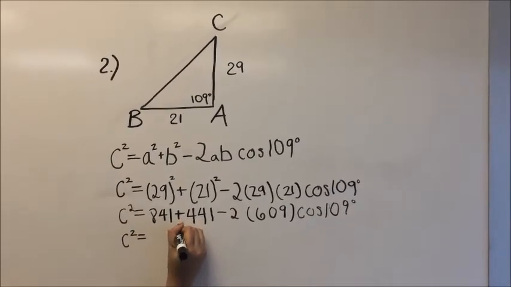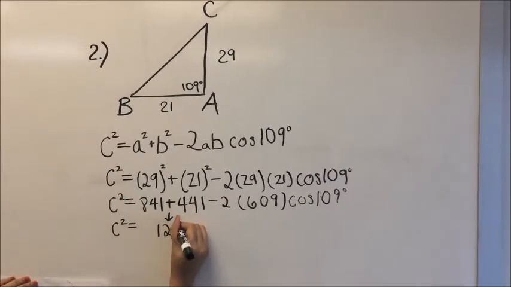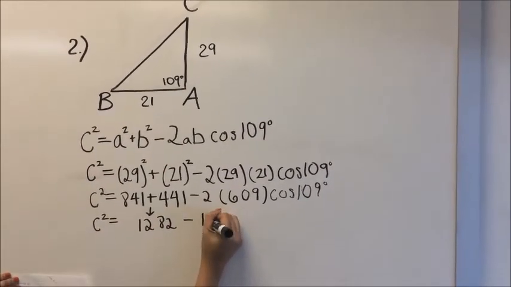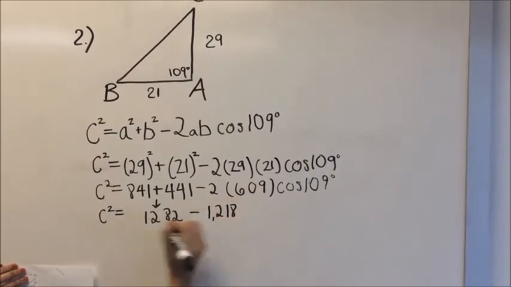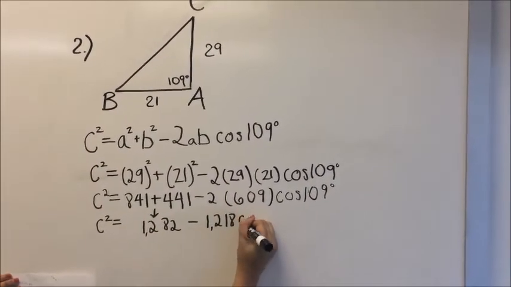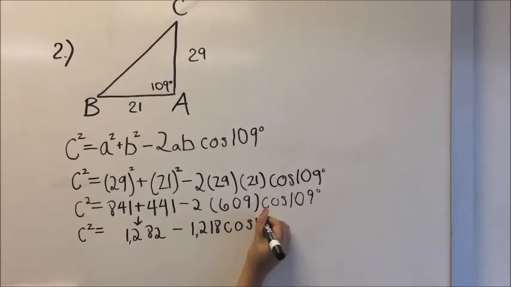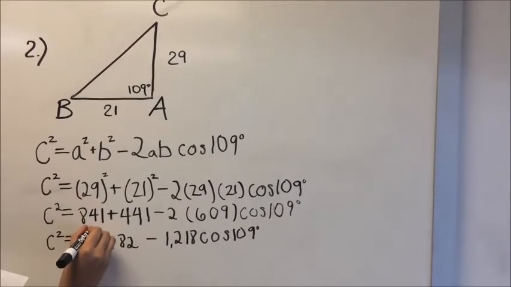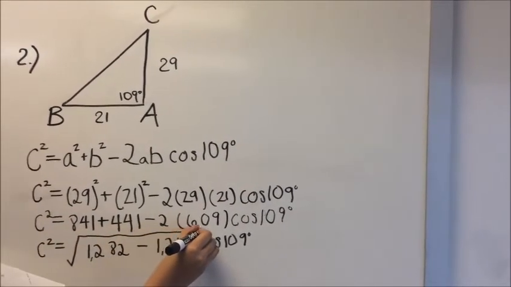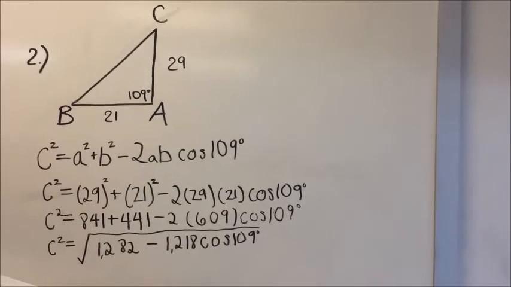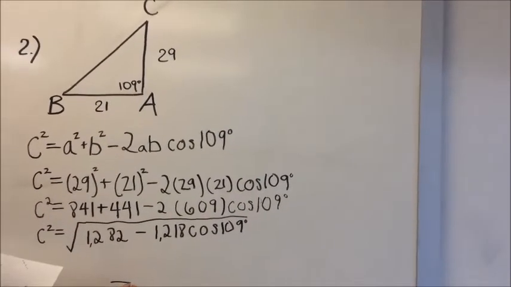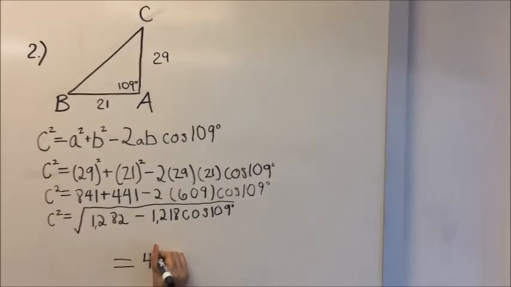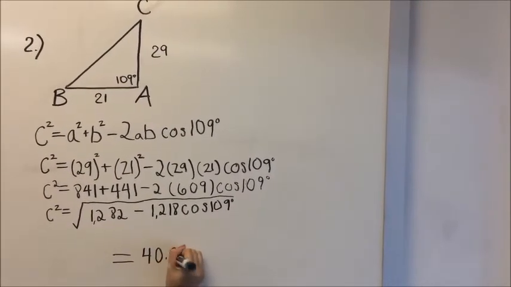After that, you add 841 and 441, which adds up to 1,282. Then you multiply negative 2 with 609, which gives you 1,218. Then you multiply that with cosine of 109. Then you square root the problem. After subtracting 1,282 with 1,218 and multiplying it with the cosine of 109, your answer should come out to 40.97, or 41 if you round it.